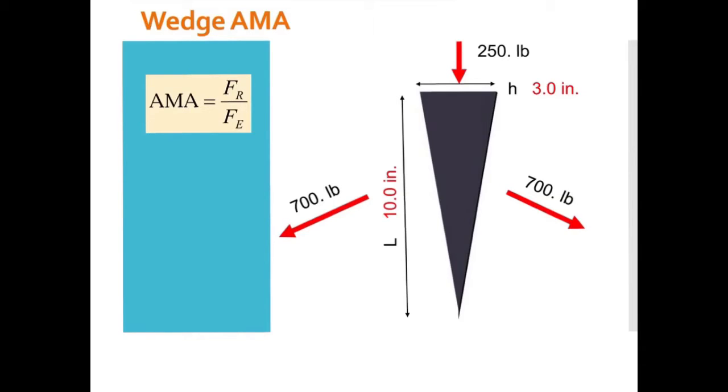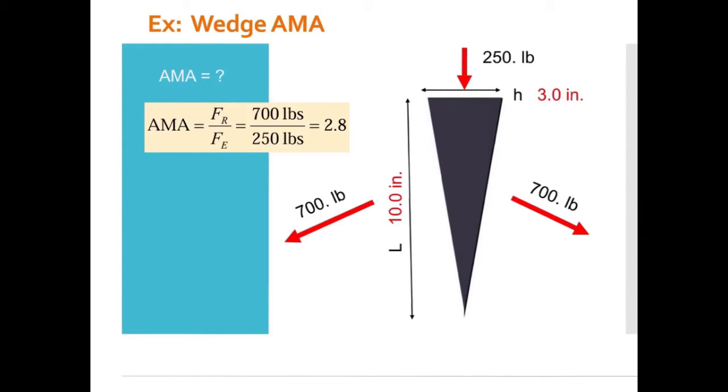We're going to find the actual mechanical advantage, just like you have in all the other problems that you've learned before. AMA is force resistance over force effort. So our force resistance was given to us as 700 pounds. The force effort may be applied with a hammer or being pushed in by your own weight. In this problem, it is 250 pounds. 700 pounds divided by 250 pounds is going to be 2.8. Notice that my pounds are going to cancel out, leaving me with no unit.